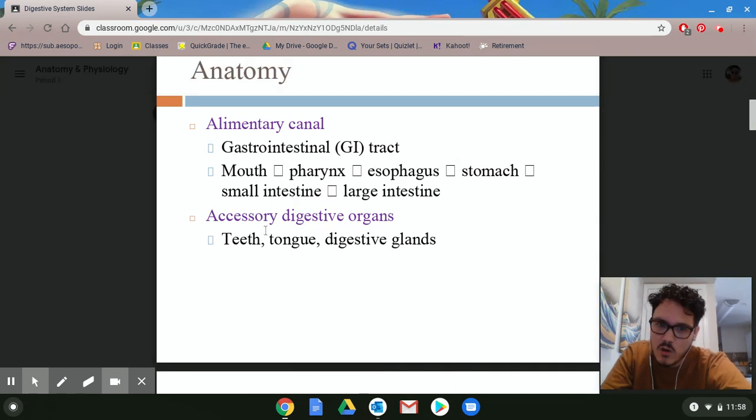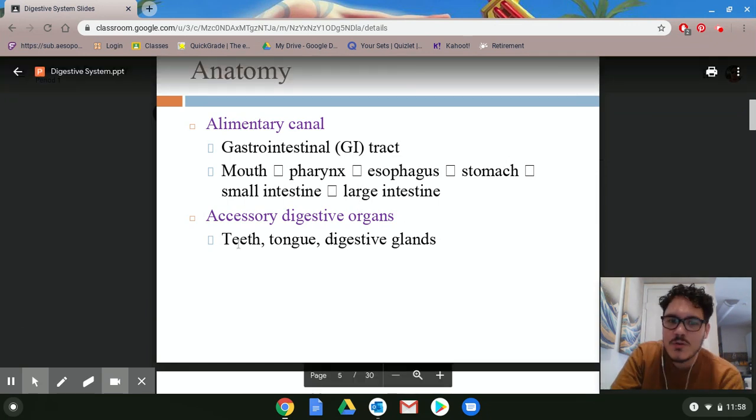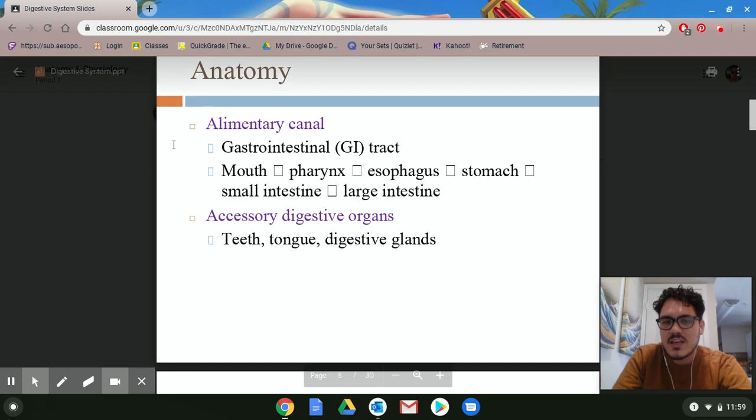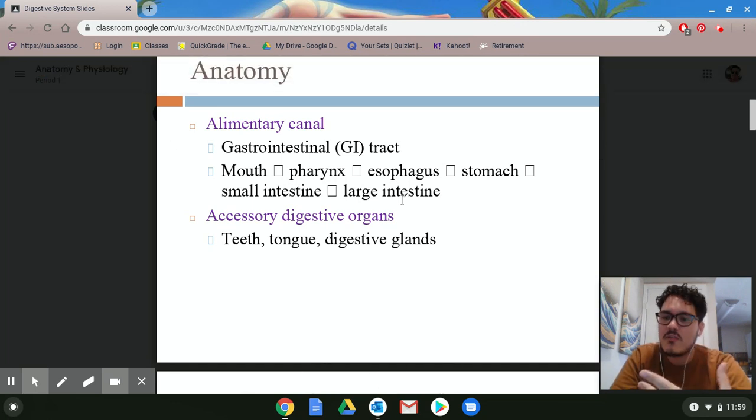And then as far as accessory organs, these are organs that help with the process, everything excluding teeth and tongue. The teeth and tongue obviously interact with food, right? They are necessary to help break food down. But these digestive glands that we see here do not interact with food directly, meaning they don't touch the food. They instead secrete enzymes to help break down food. For instance, the pancreas is considered one of these major digestive glands. The salivary glands secrete saliva, which will interact with food. So the accessory organs just help with the process of breaking food down and moving food throughout the digestive system.